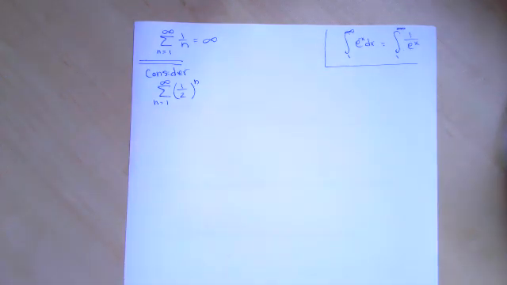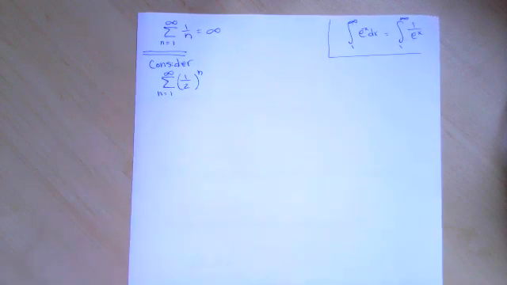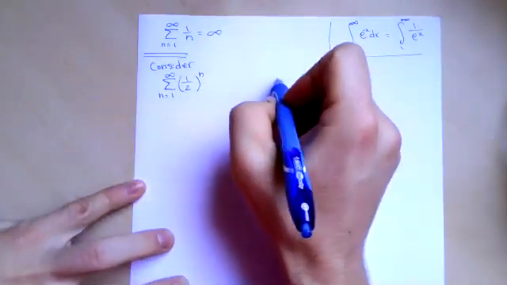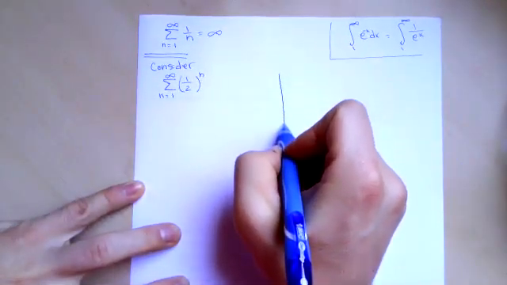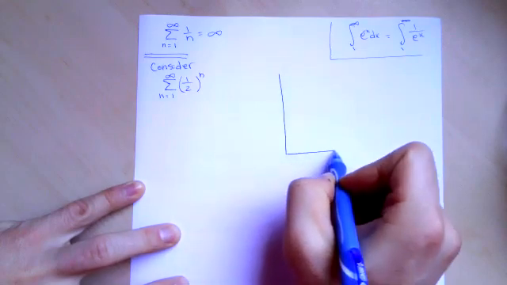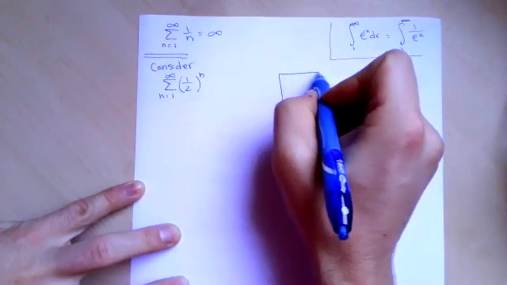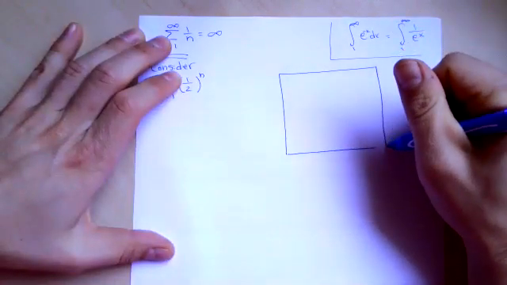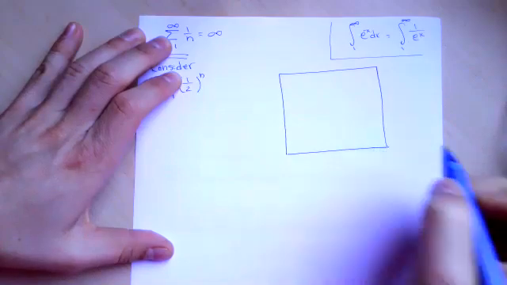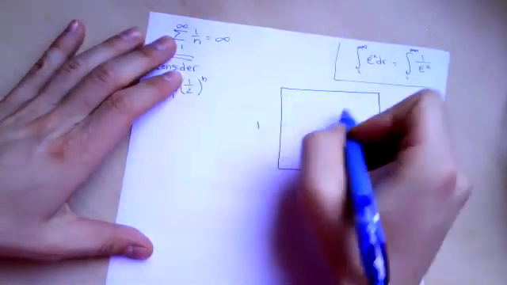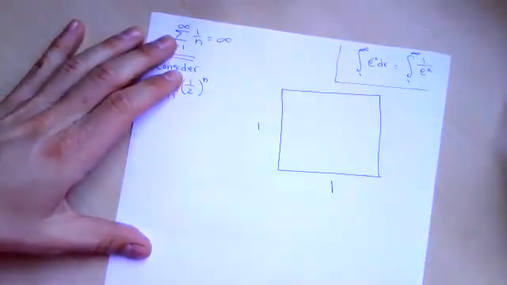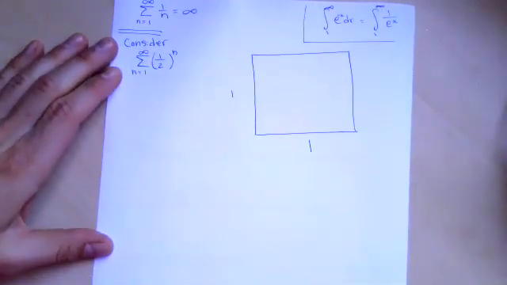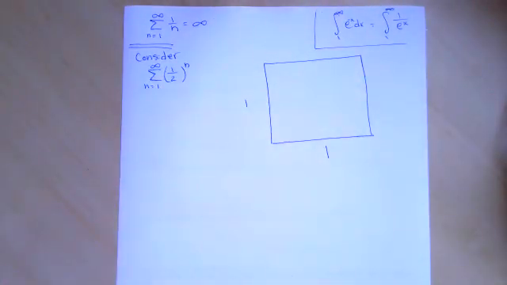Why do we call this a geometric series? Anyone know? Let's consider this problem. Suppose I have a box. Say the side lengths of the box are 1. What's the area of the box? 1, right? 1 by 1.